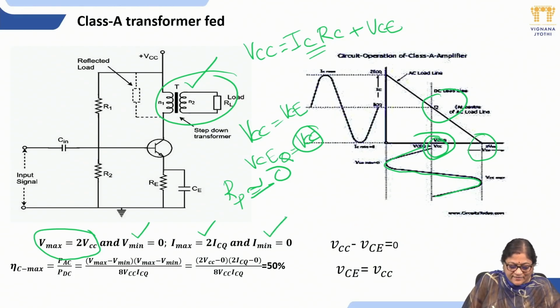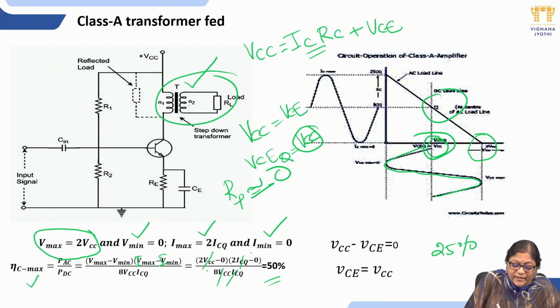Now we will substitute all these equations in the conversion efficiency. PAC by PDC, V max minus V min into I max minus I min by 8 VCC into ICQ. So if you substitute 2 VCC into 2 ICQ by 8 VCC into ICQ, and cancel out VCC and ICQ, it becomes 4 by 8. 4 by 8 into 100 becomes 50%. So from the previous 25%, when the load was connected directly to the output, now it is taken through a transformer, and it is increased to 50%.